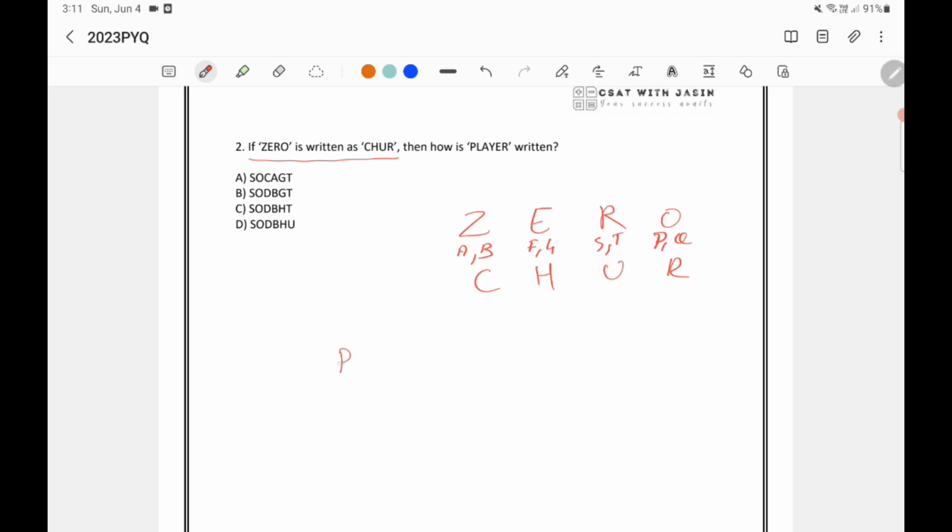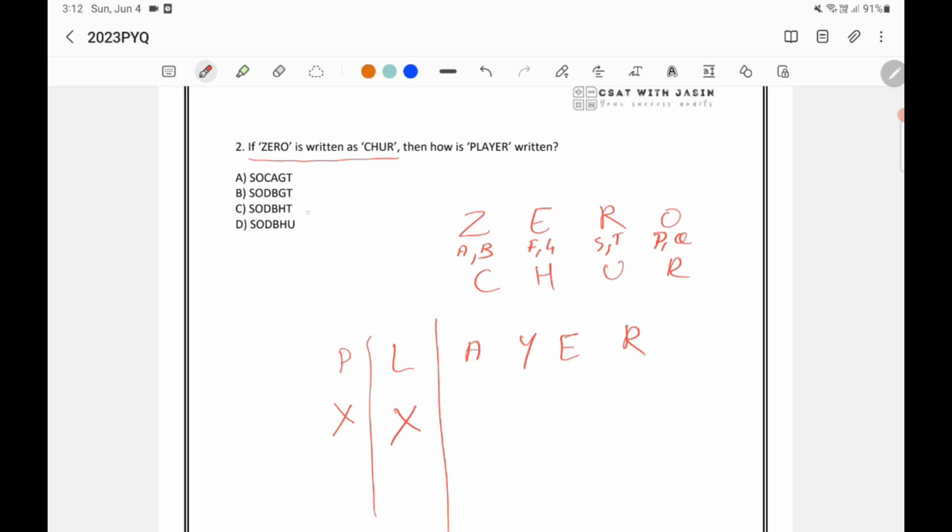Now we need to see how PLAYER is written. So here, if you look into the options, you can see that all the options start with S, right? So you don't need to look at the coding of P. Also, all the second letters are O, so you don't need to look into this. So just take the other letters of the options.